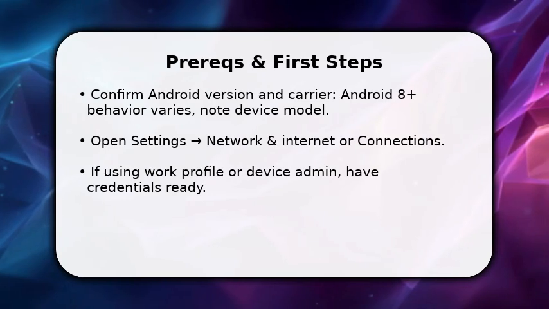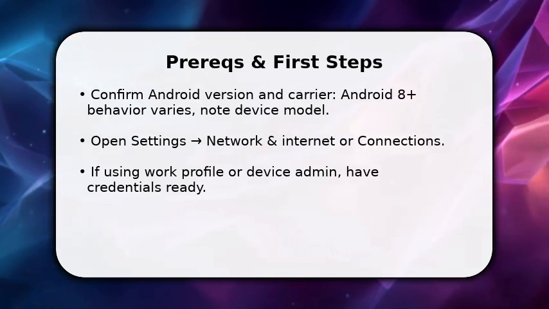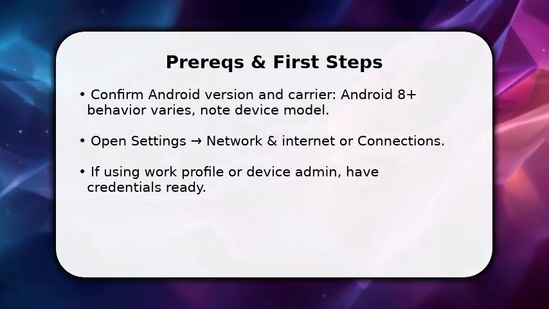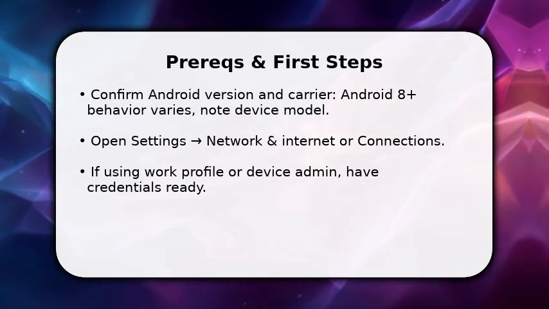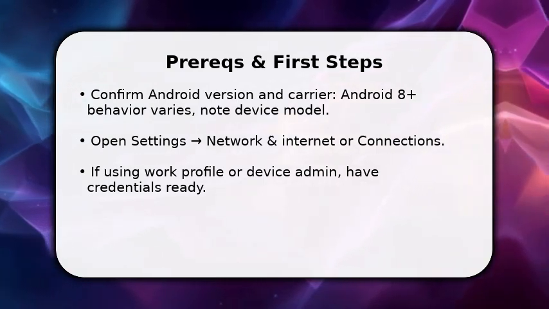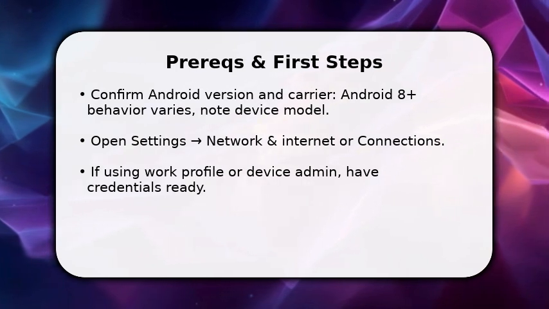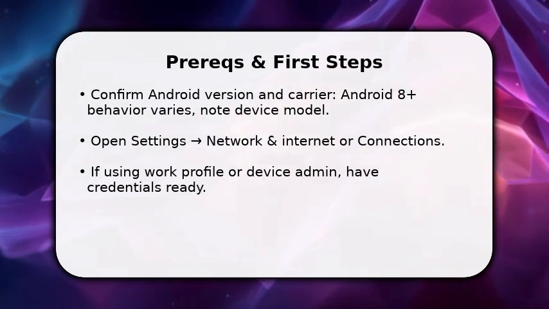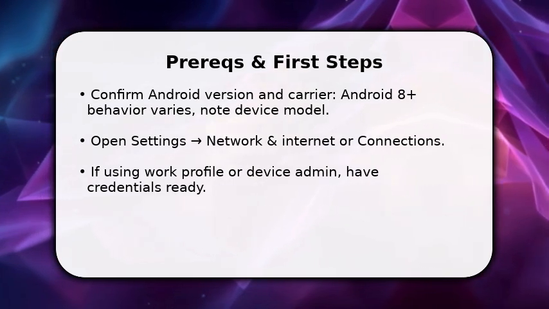You're starting now. Verify your Android version and whether the VPN was installed by a carrier or work profile, because that changes permissions. Open Settings, then Network and Internet or Connections depending on your phone. Next, tap VPN to see active profiles.